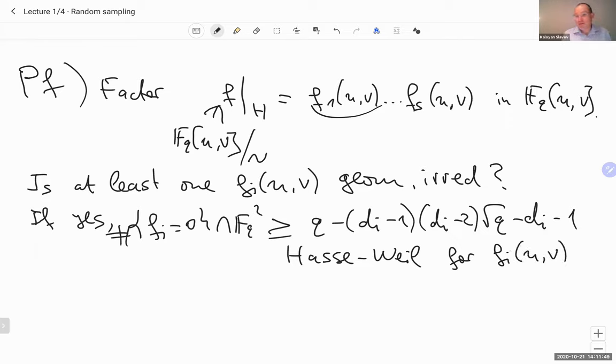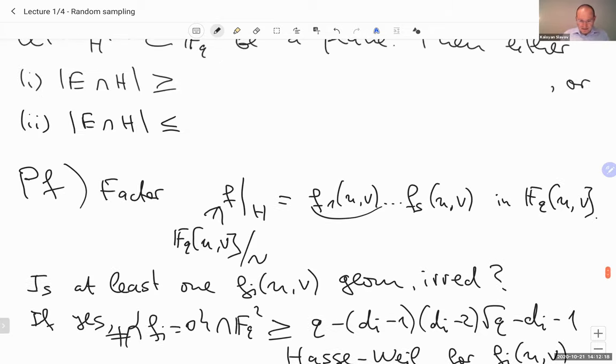It's a polynomial in two variables. It defines a plane curve, geometrically irreducible. It has that many FQ points. Now, note that D, the degree of F, is greater than or equal to DI. So this quantity, I can continue the chain of inequalities, is greater than or equal to the same thing if instead of DI, I put D, because any DI is with a minus.